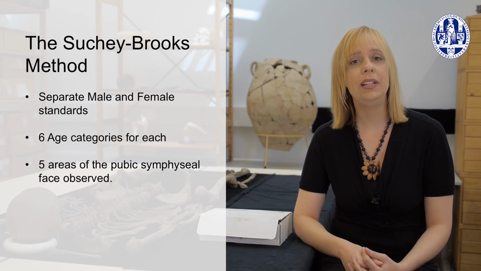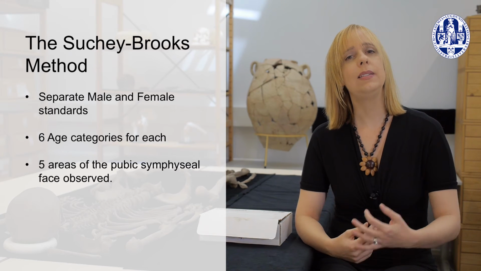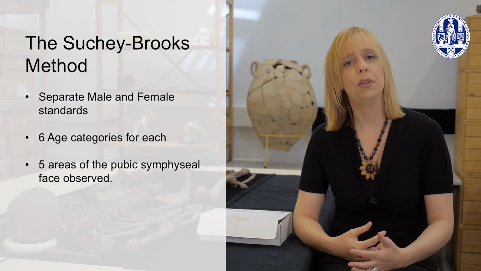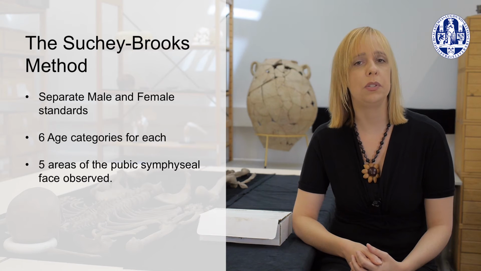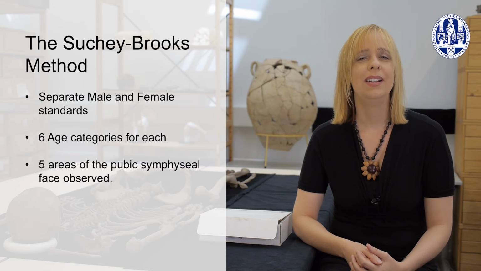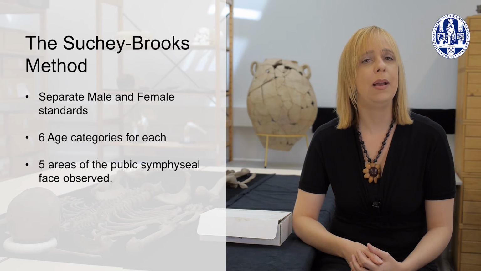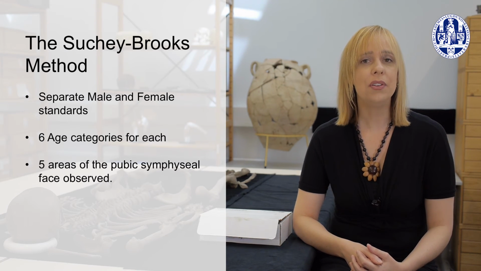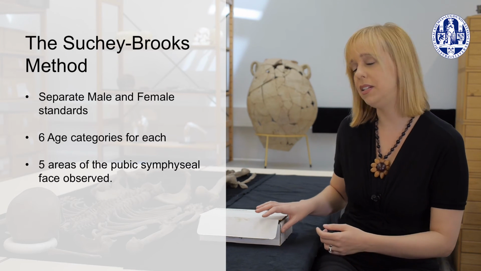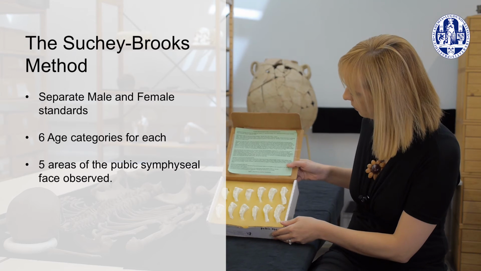Pubic symphysis morphology is the most common method of adult age estimation, with many different methods having been developed. The Suchey-Brooks system is the most widely used method today. It's a 6-phase system based largely on a sample of autopsy room males and females for whom legal documentation of age was provided by death certificates. This sample is comprised of individuals of many ethnicities born in the United States and Mexico. Separate standards exist for males and females, and the authors created plaster casts to depict the different stages, seen here.